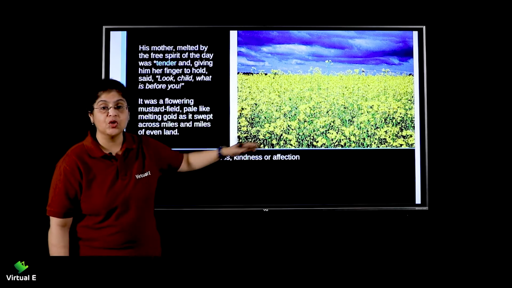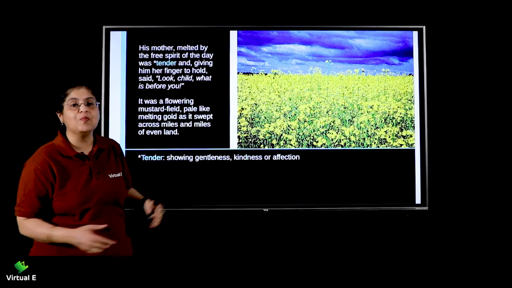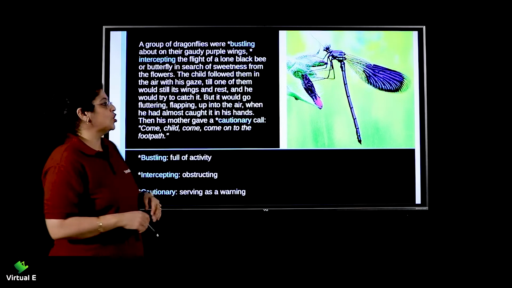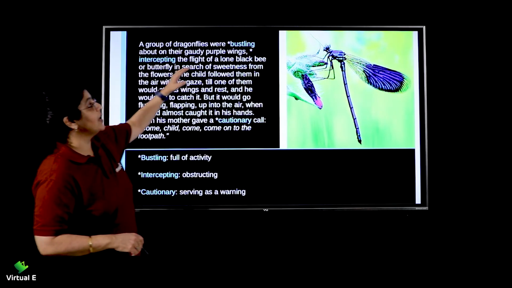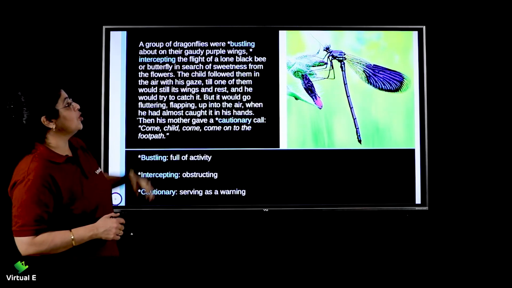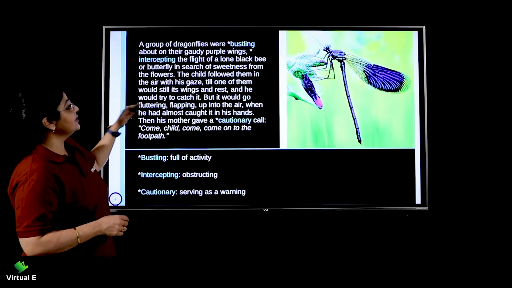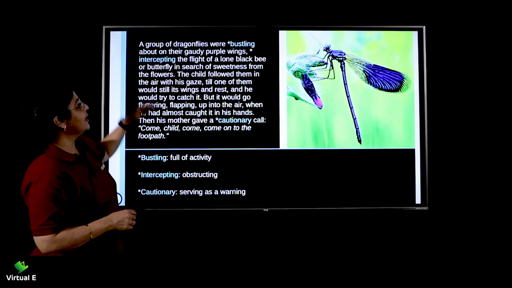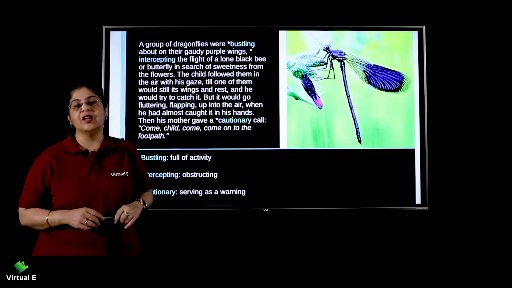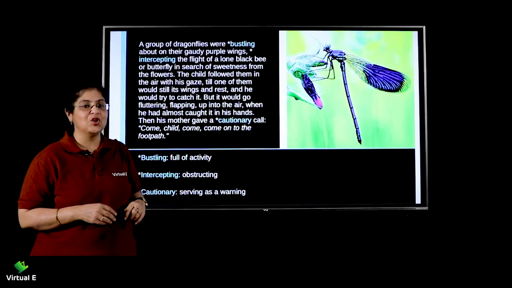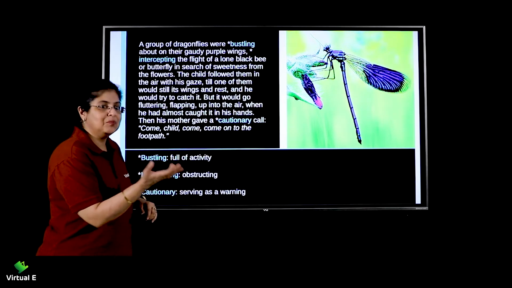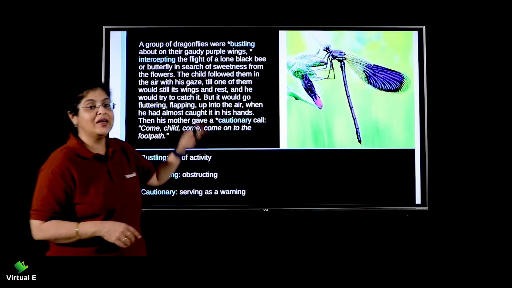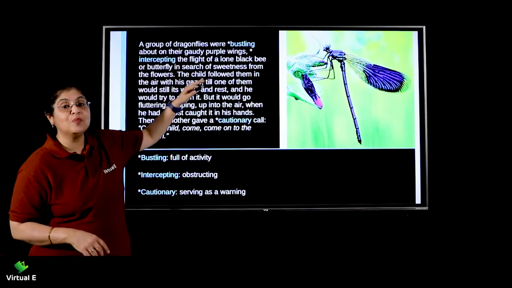So this is what she shows him. She says, "Just look at this. It's so beautiful." And the child sees this, and what happens is he forgets his toys. A group of dragonflies were bustling about on their gaudy purple wings, intercepting the flight of a lone black bee or butterfly in search of sweetness from the flowers. Now, he did not see the flowers, which is what his mom was trying to show, but what did he see? He saw a group of dragonflies.